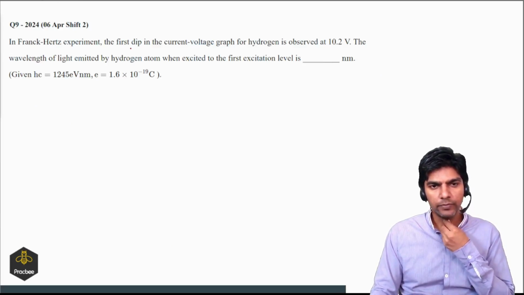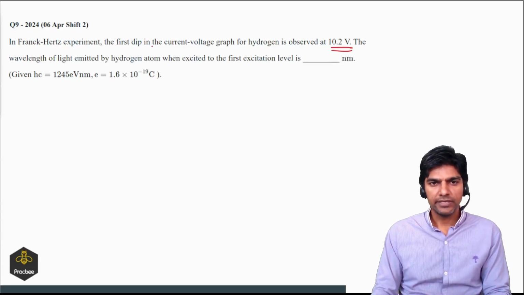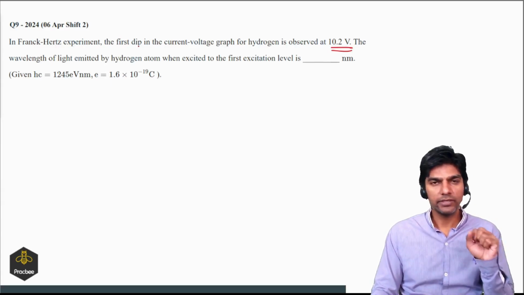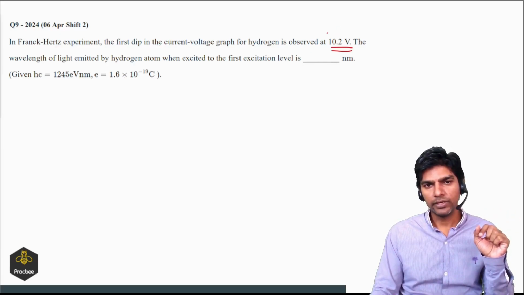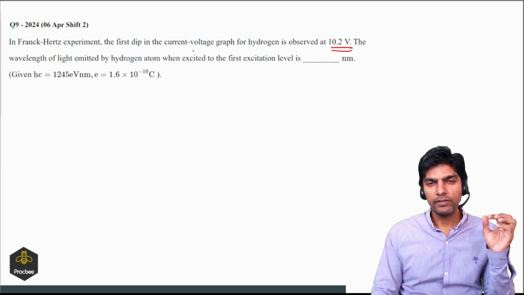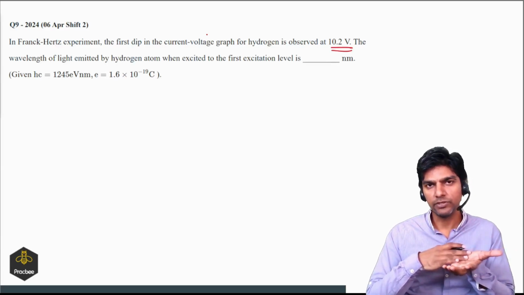In Franck-Hertz's experiment, the first dip in the current voltage graph for the hydrogen is observed at 10.2 volts. Find the wavelength of the light emitted by the hydrogen atom when excited to the first excitation level, in nanometer. So what happens in Franck-Hertz's experiment, we have a hydrogen gas and then we accelerate electrons with a certain potential, and when these electrons bombard the hydrogen atom, it loses energy, and that energy will be acquired by the hydrogen atom, and the electron which is in the lower state will jump to the higher state.